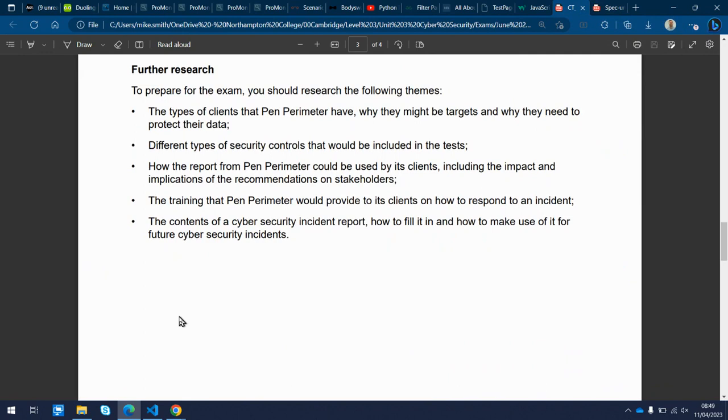How the report from Pen Perimeter can be used by the client, including the impact and the implication of the recommendations on the stakeholders. So this is to do with what's the impact on the organization. So are they going to have to do something about it? Is it going to cost them time? Is it going to cost them money? Who's going to be responsible for that? So that's all of those things. All the people that are involved in the cybersecurity or have responsibility, whether they're in the cybersecurity team or not, they might be the manager of the organization. They never get involved in the cybersecurity, but they still have a responsibility to keep the data safe.